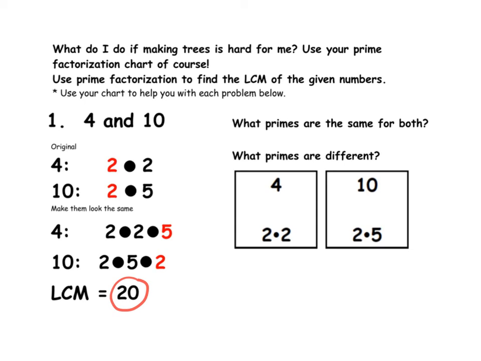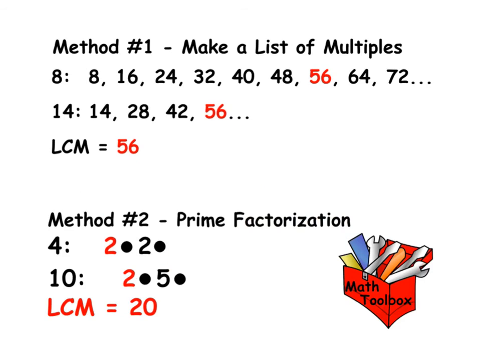Now this method works with these numbers all the time. So now you have two methods. Method number 1 is to make a list of multiples. I gave you 2 number examples on the slide because I want you to see how prime factorization is sometimes the best method to use. It's easier. Some people can count by 8s, like 8, 16, 24, 32, 40, 48, and 56. But for some people that's hard. And counting by 14s is even harder. 14, 28, 42, 56. The LCM is 56.